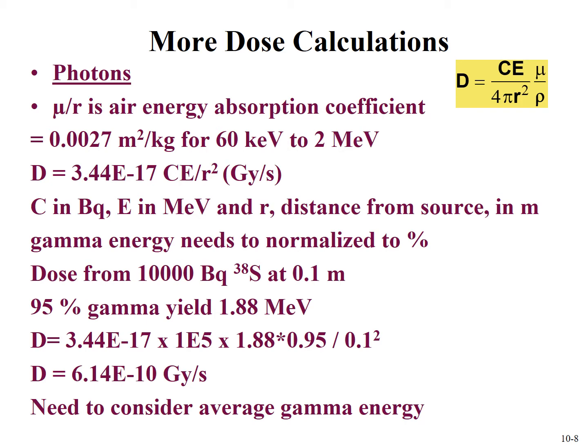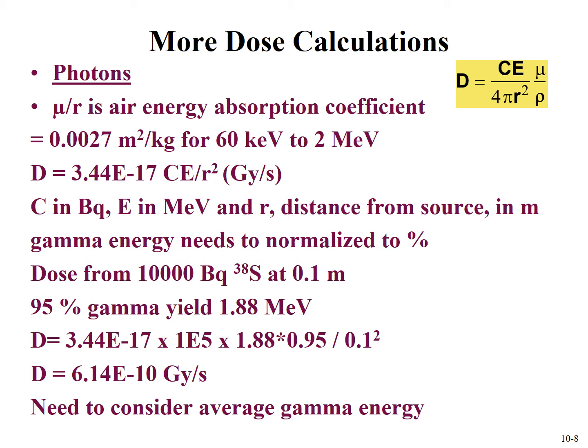So as an example, let's consider a case where we have 10,000 becquerel of sulfur-38 that's at 0.1 meters. We know that if we look it up, there's a 95% gamma yield for a 1.88 MeV photon.